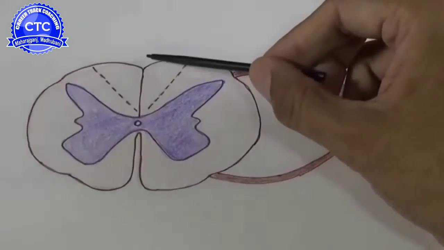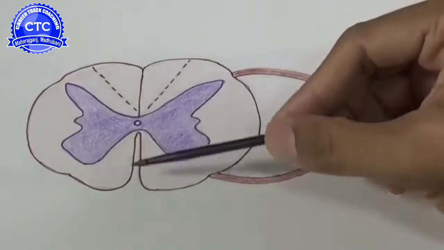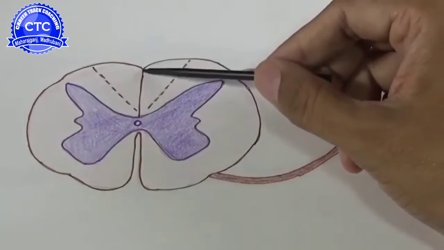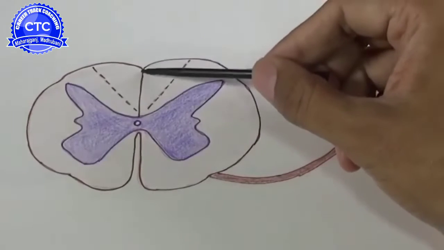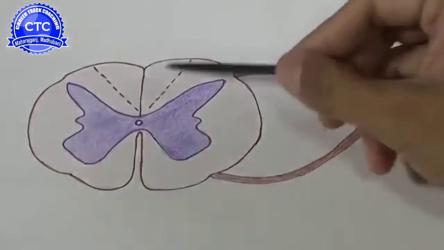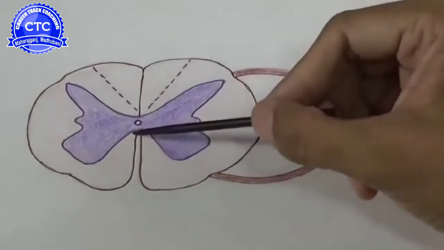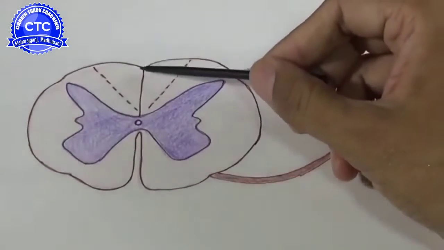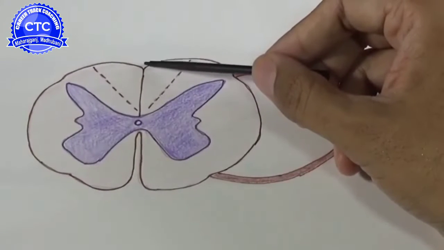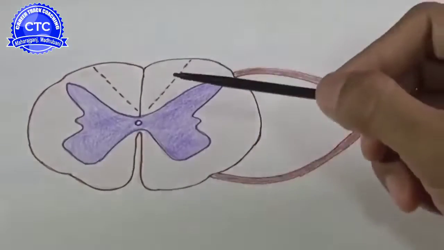Similarly, posteriorly there is the posteromedian sulcus, which is quite shallower as compared to the anterior one, but it sends a septum deep inside that is made up of neuroglial tissue. Along with the anterior fissure, these two together divide the spinal cord into two equal halves, so that you can clearly make out. This is the posteromedian septum, this is the posteromedian sulcus, and this one is the anteromedian fissure.